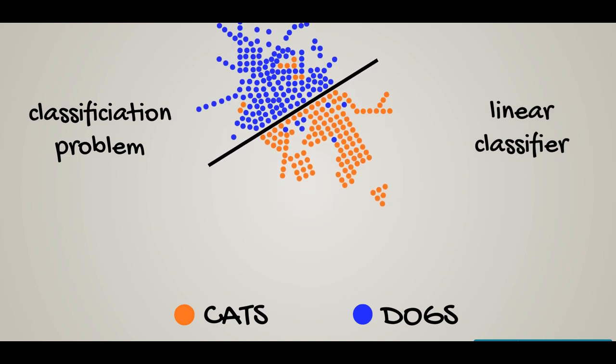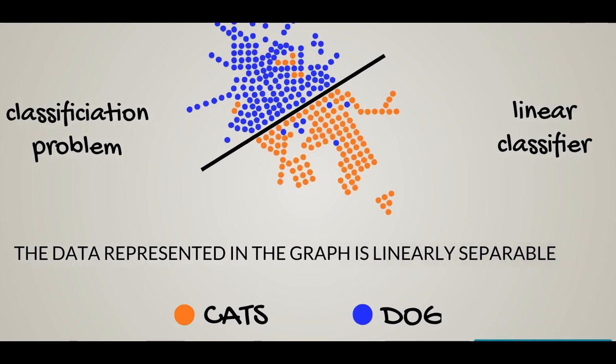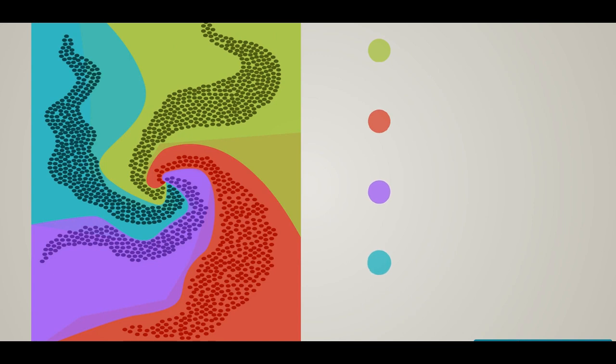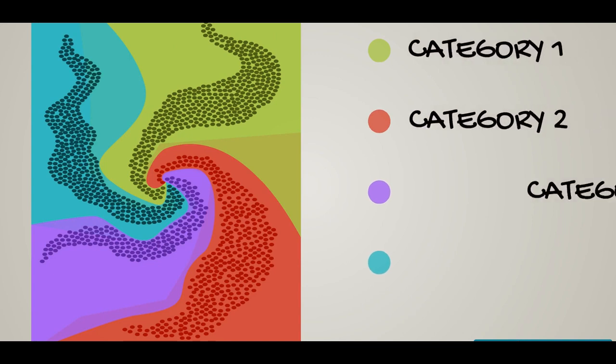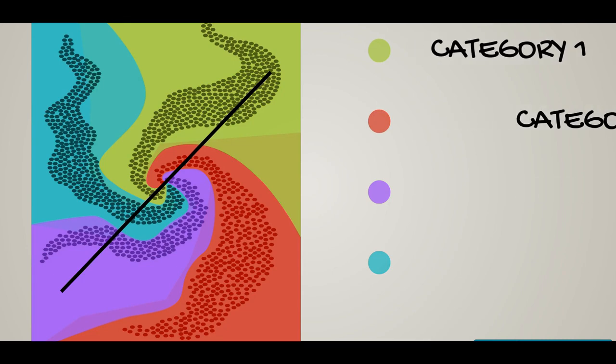Well, that's true, because the data represented in the graph is linearly separable. But what about this case? We have only several categories, but we can't fit a straight line through them. This data is not linearly separable. Therefore, we must use a nonlinear model. Well, we will learn how to handle such problems in the section where we will learn about deep neural networks.